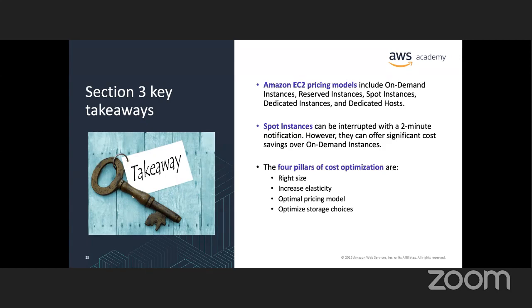So we saw the Amazon EC2 pricing models. We saw the on-demand instances. Can someone tell me what I use on-demand instances for? When? Spiky, unpredictable pattern. Right. So short-term, spiky, unpredictable workloads. Good.